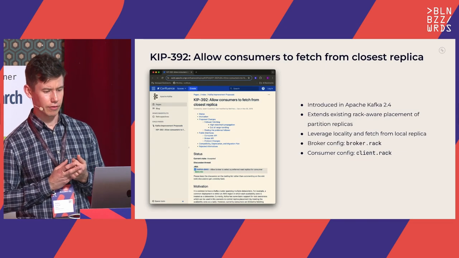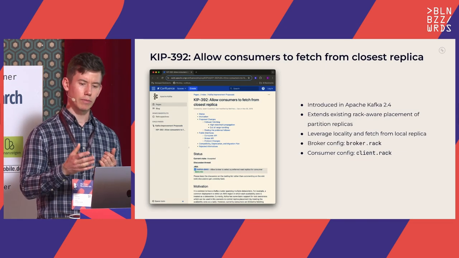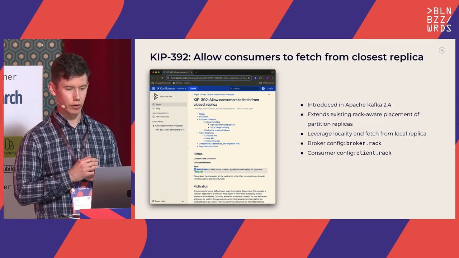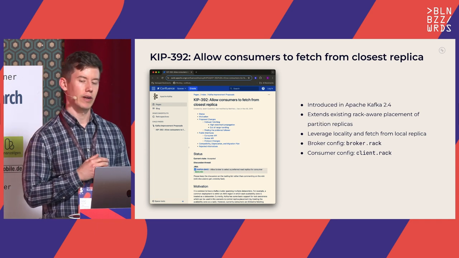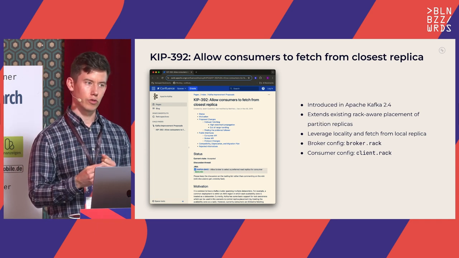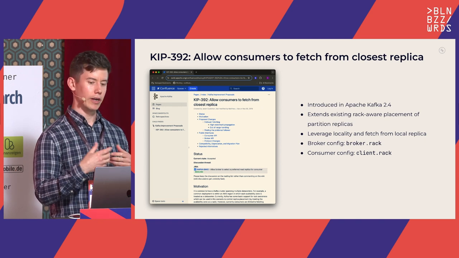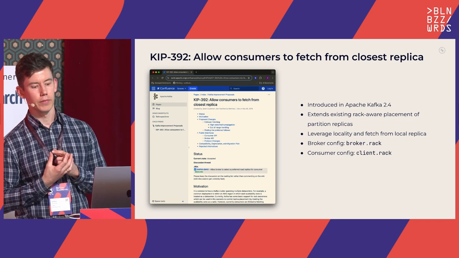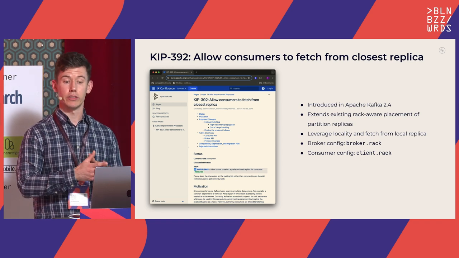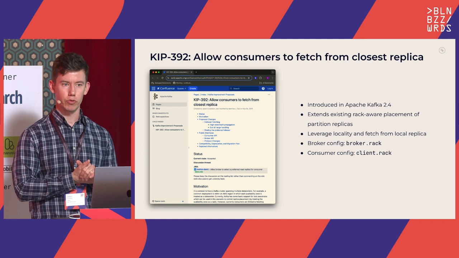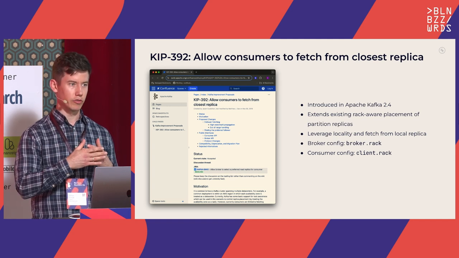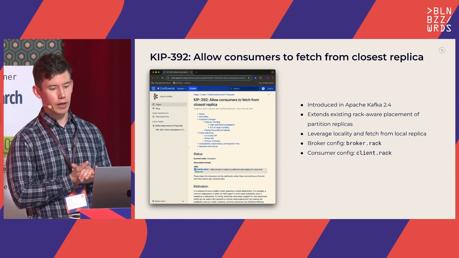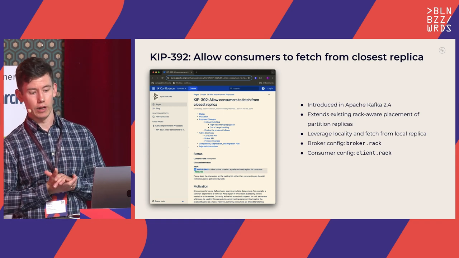There's a feature in Kafka which has been around for quite some time, introduced in Kafka 2.4, so that's a while ago. This is called follower fetching. It allows consumers to fetch data from their closest replica. It extends the existing rack-aware placement of partition replicas, which allows us to distribute replicas across different, for instance, AZs, and leverages locality for reads.